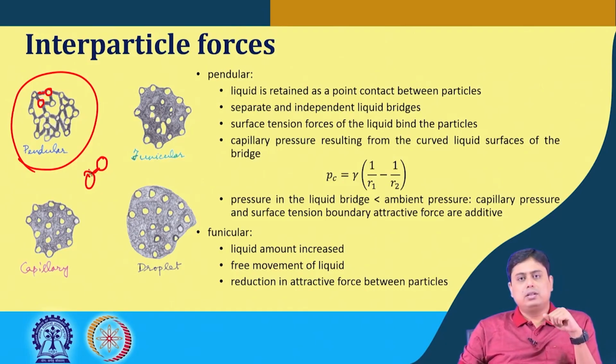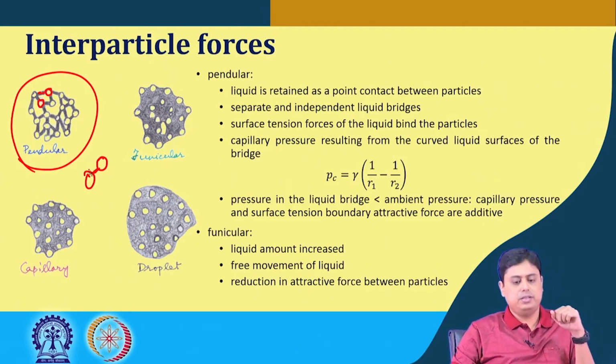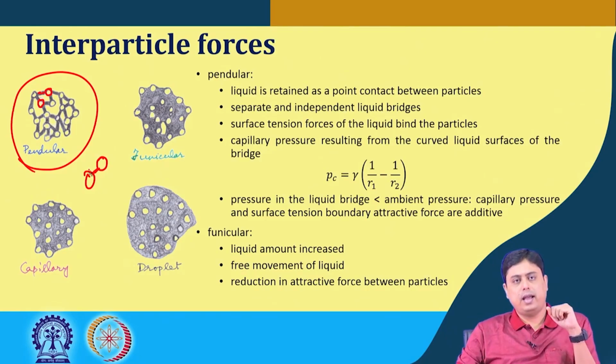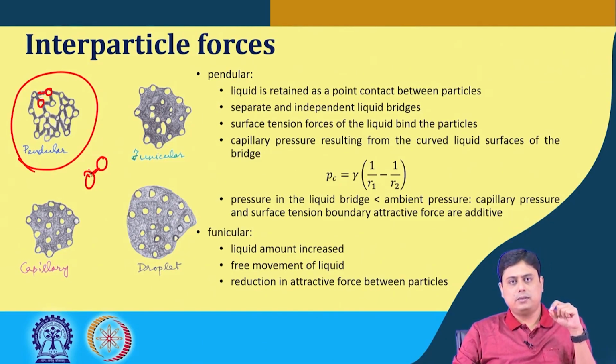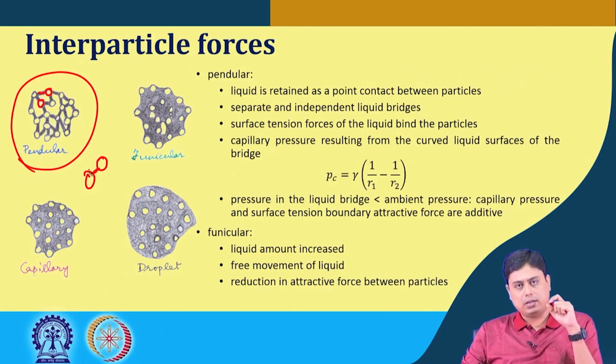So, in the case of the pendular state, these bridges are all separate and independent because of the very low saturation, or the low amount of liquid present in the voidage or interstices. The presence of this minimum amount of liquid forms the bridge, or the point of contact, and that results in the surface tension forces which bind the particles.